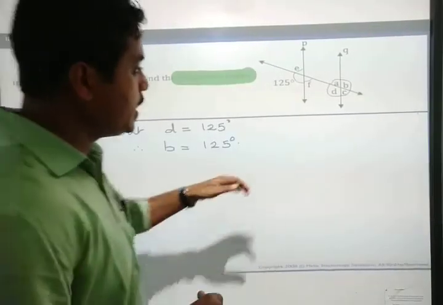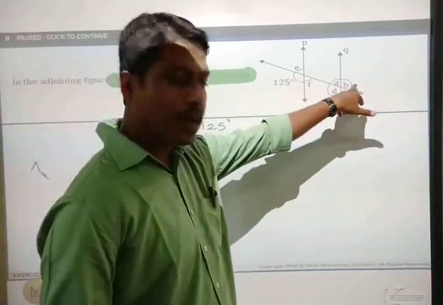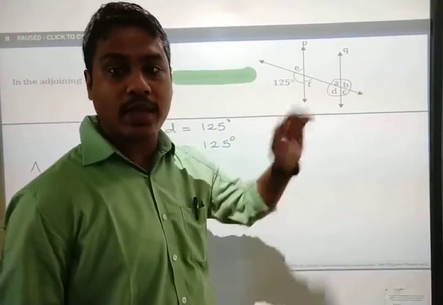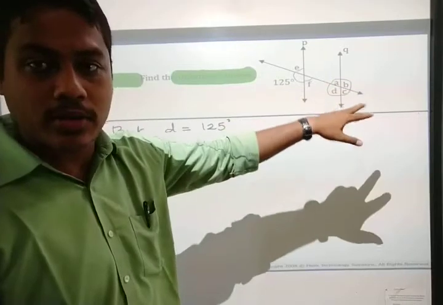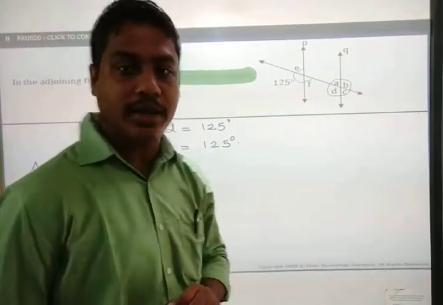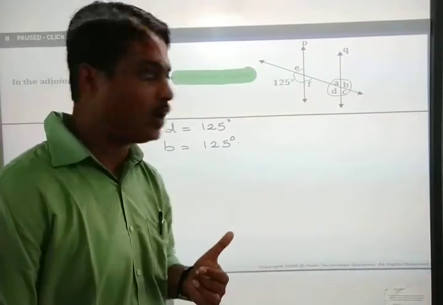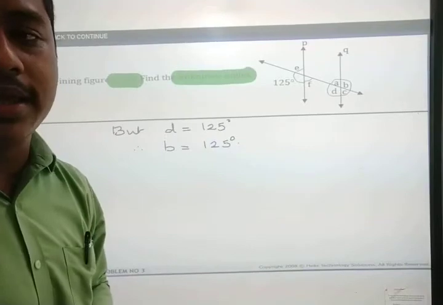Then if you consider this D we have got as 125, your angle B is the vertically opposite angle. So we can write that angle D will be equal to angle B. So angle B also will be equal to 125 degree. So we have got angle E, angle F, angle D and angle B. Let us find out the next two angles, that is angle A and angle C.